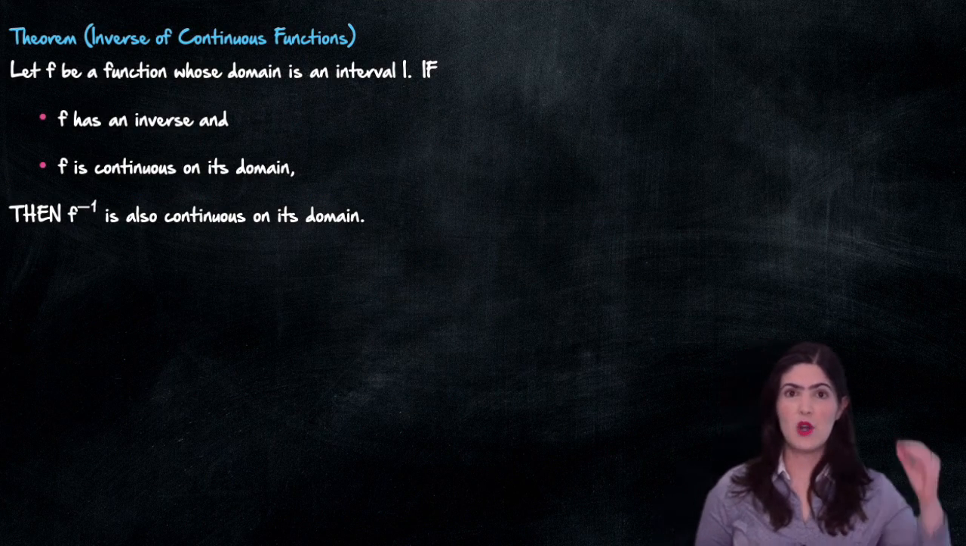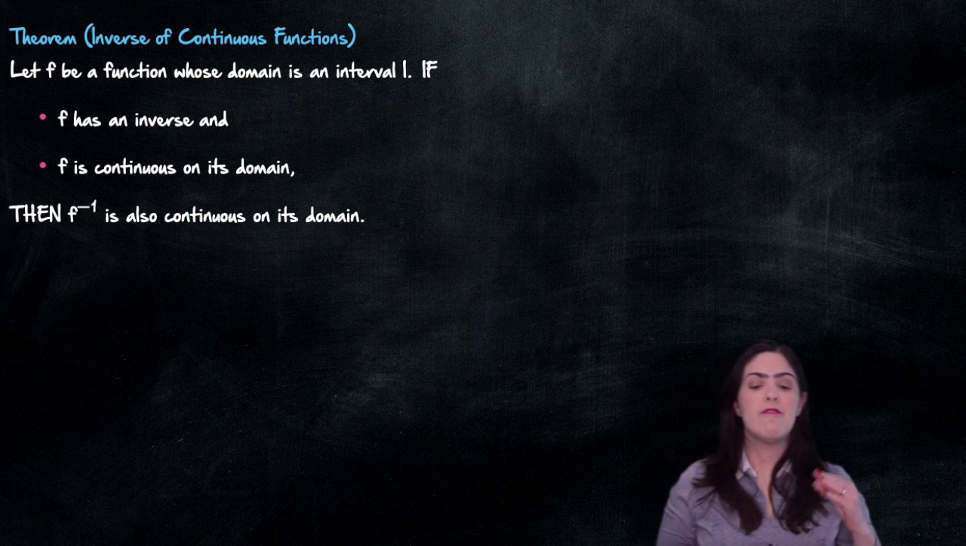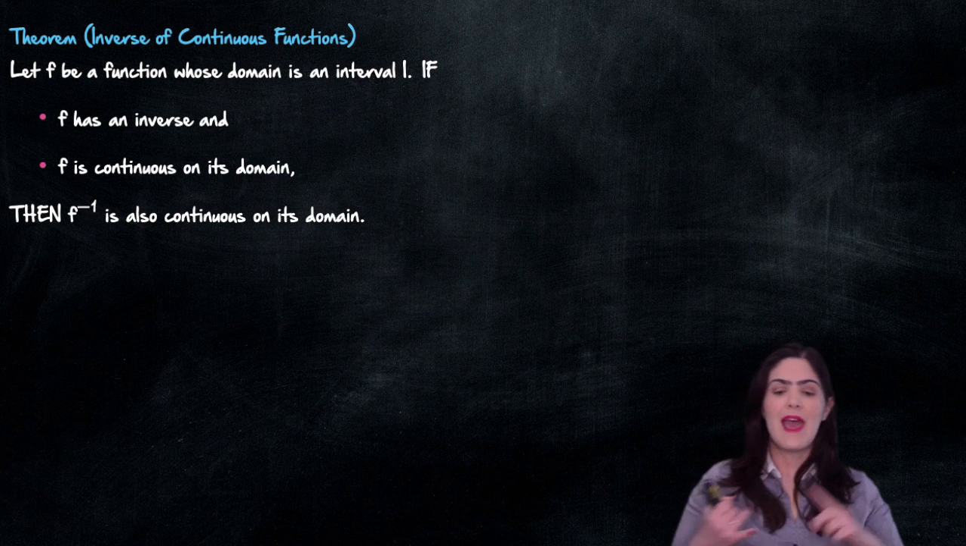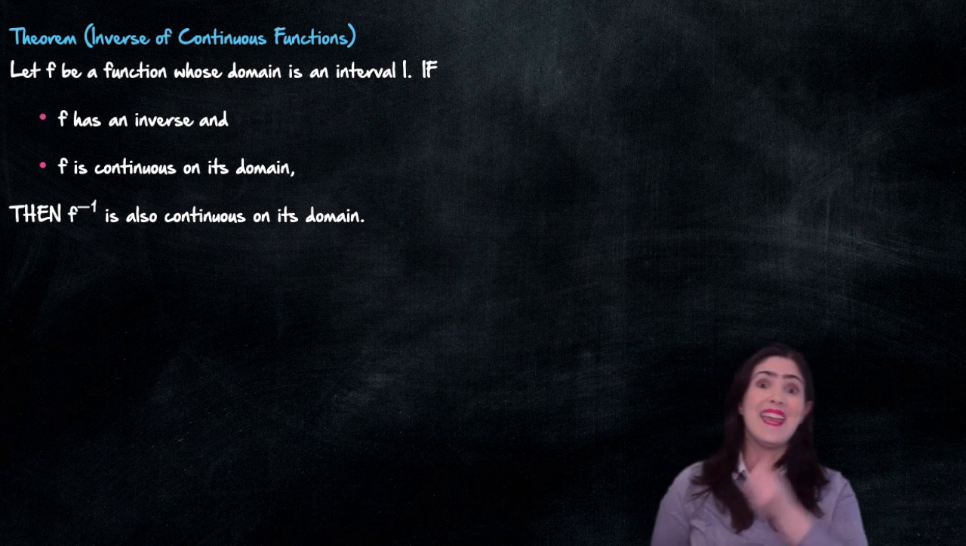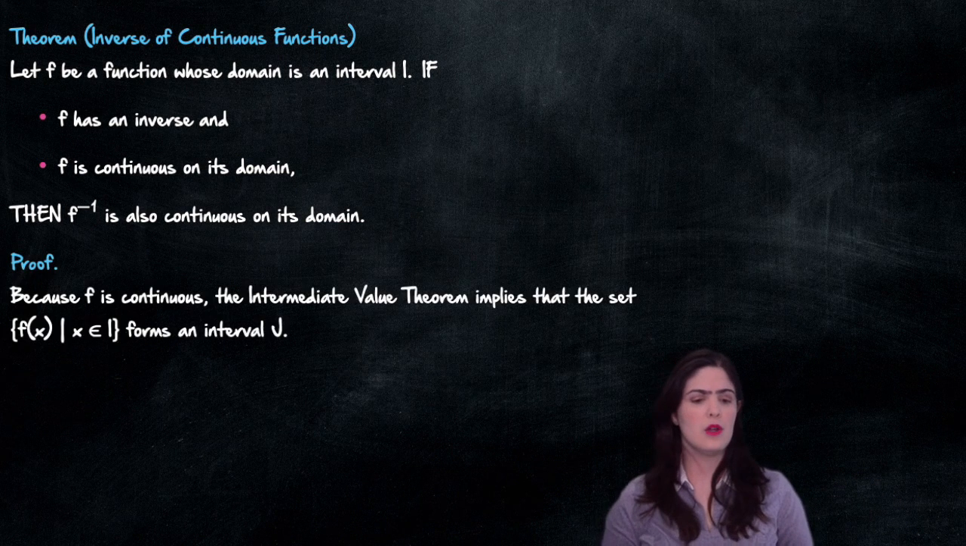Now that we have this, we're going to prove the main theorem of this video. It is that if a function f has a domain on interval I, and I know that f has an inverse and f is continuous in its domain, then the inverse is also continuous on its domain. So how are we going to do this?